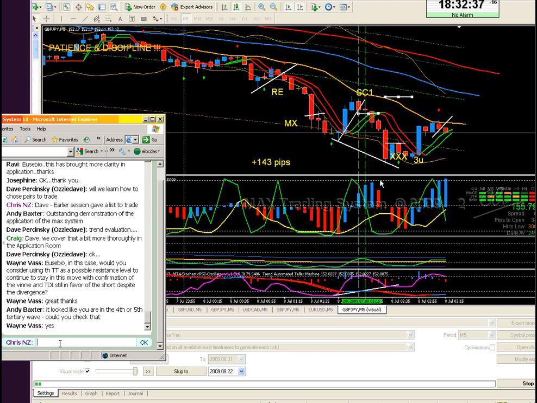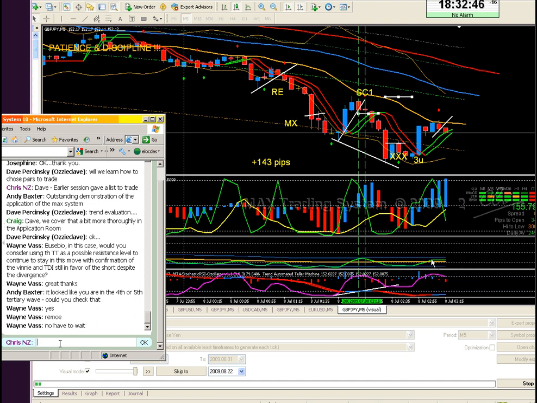Will I take this REMO? The Vinini does not confirm the REMO. It is above its yellow line, and it is not pointing down. I will not take this REMO. I will wait for the Vinini to point down and preferably to cross down its yellow line.